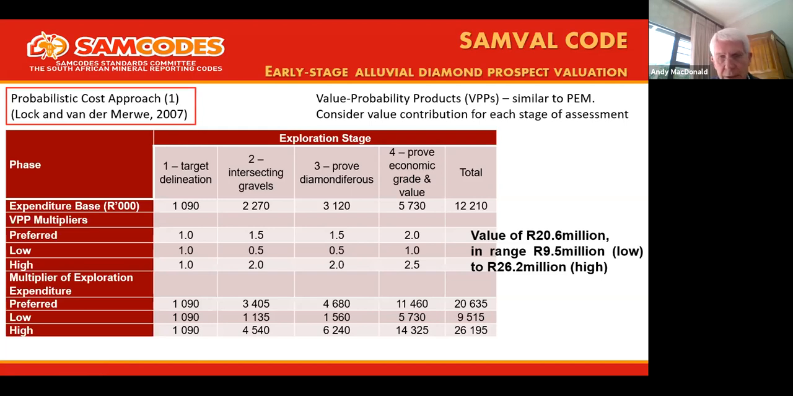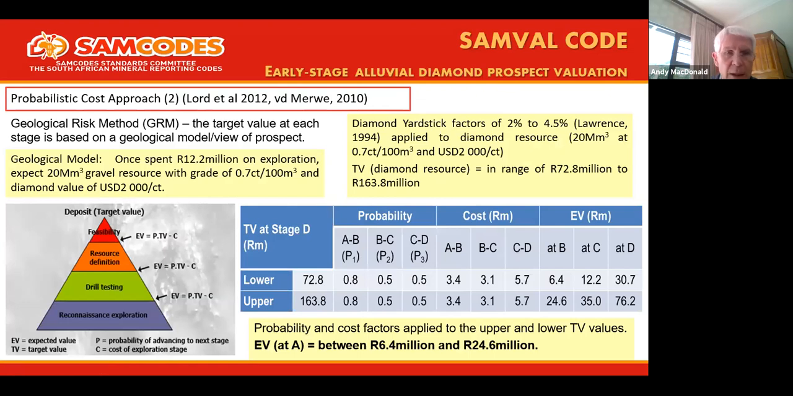We then look at a different probabilistic approach, and this looks quite complicated. So it's all premised on what is going to be the target value at the end of our whole process. So exploration goes through a whole series of phases, and eventually you get to a feasibility, which would be the pinnacle of the triangle, and that is now the target value. So what do I expect to get out of my exploration over time? I would expect to develop or prove up 20 million cubic meters of gravel with a grade of 0.7 carats per 100 cubic meters and a diamond value of $2,000 per carat. So that's our exploration premise, to say once we spent the 12 million rand, that's what we would have proved up. So applying now the diamond yardstick factors of 2 to 4.5%.